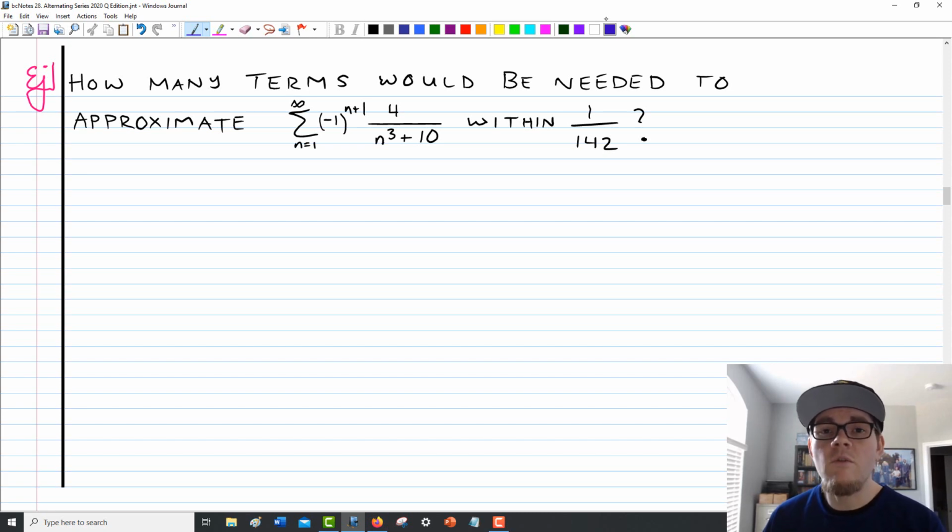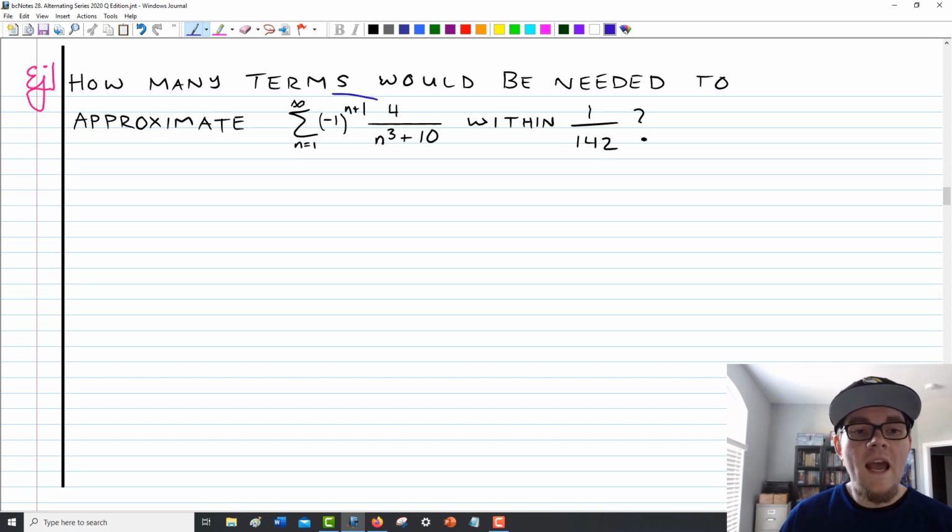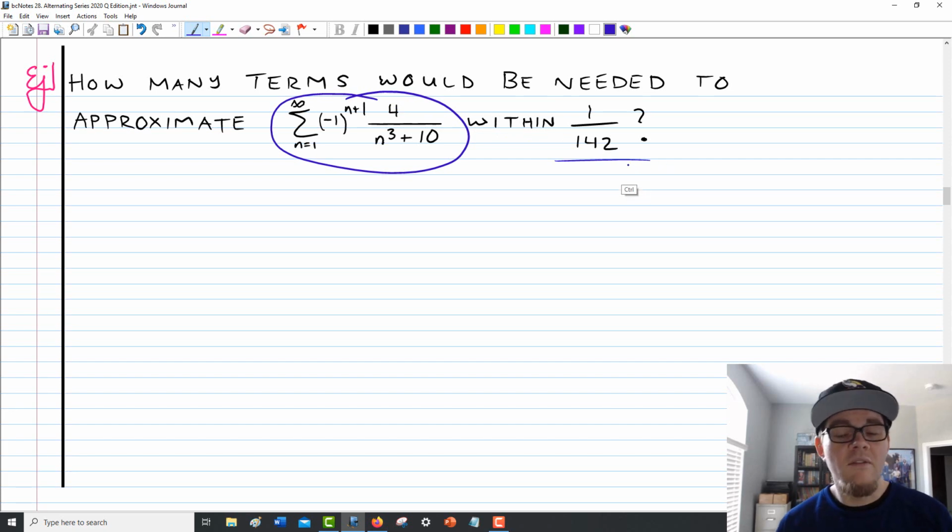Like, how many terms can I get to a certain level of accuracy? So the question here is asking how many we would need to estimate the actual sum of this series to within 1/142nd of the answer. Notice that this isn't telling us what the answer is. We aren't finding the actual sum. We're just trying to see how many terms we need to include so that our approximation is accurate enough. That's all we're shooting for.